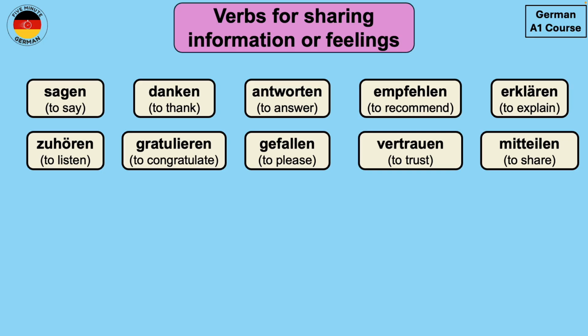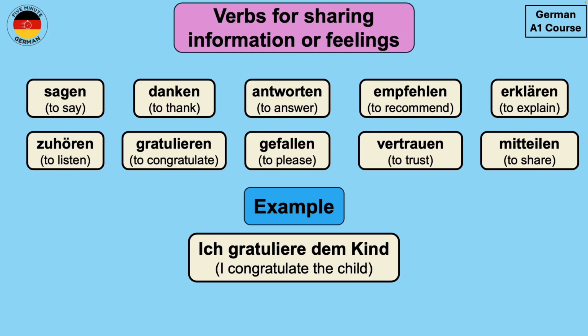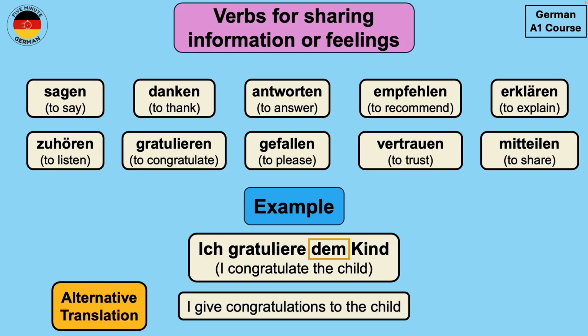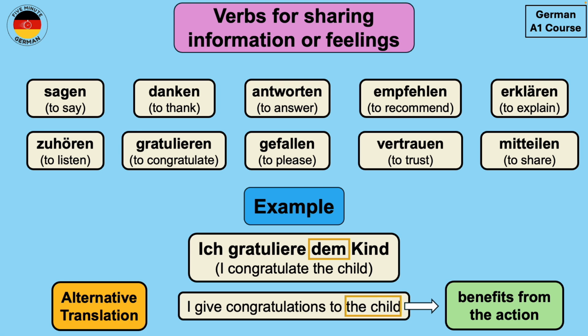An example sentence can be Ich gratuliere dem Kind. I congratulate the child. Over here we have also used dem, which is the dative article for neutral nouns. And if you remember my earlier point, this sentence can also be translated as I give congratulations to the child. So you see over here, the child is the one who benefits from the action or who receives the congratulations. In this way you can find out the dative in a sentence.